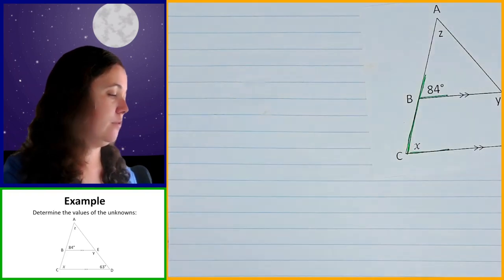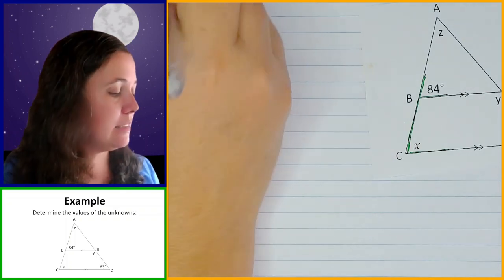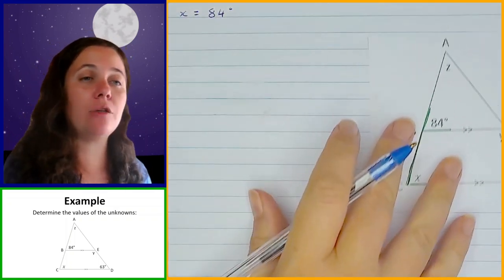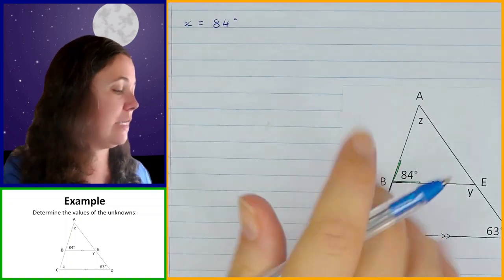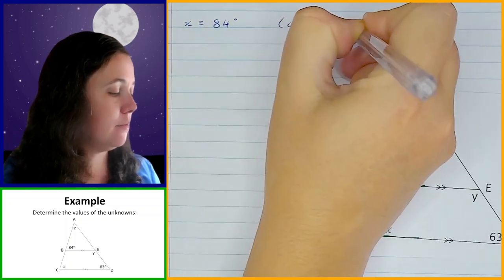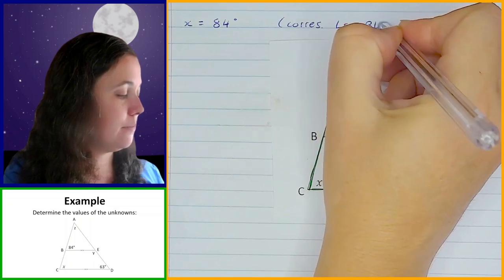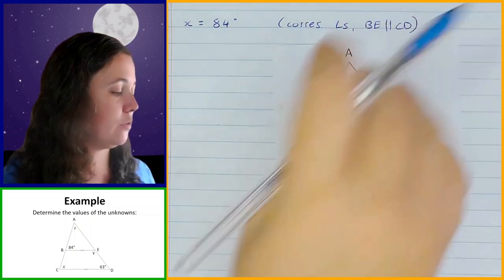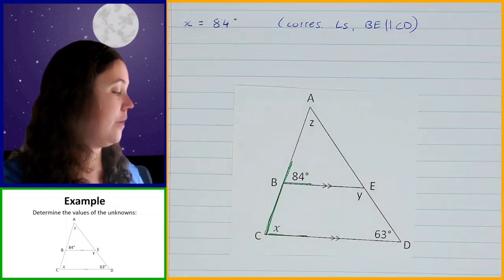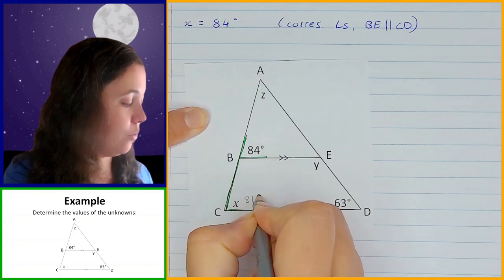So over here I have got x is equal to 84 degrees, because remember, corresponding angles are equal to each other. So x equals 84 degrees, and my reason is going to be corresponding angles with BE parallel to CD. So that's the first thing that I can do, I can work out x, and now that I've done that, I can fill that in on the diagram. So over here, this is 84 degrees.